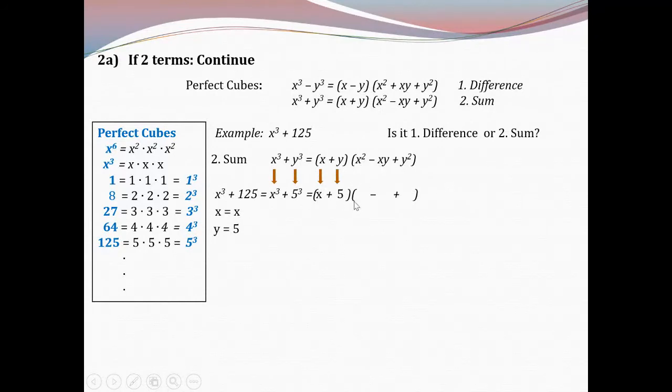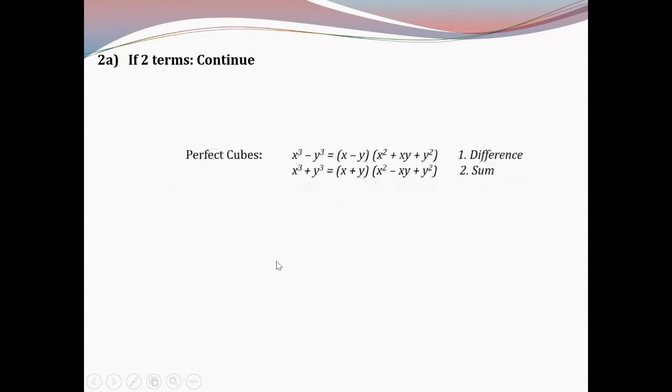What's x squared, what's x times x? It will just be x squared. What's x times y, what's x times 5? It will give us 5x. What's y squared? If y is 5, what's 5 squared? Then we simplify it. So x cubed plus 125 is the same thing as x plus 5 times x squared minus 5x plus 25. This is crucial, guys, also for 1314, and I also see it a lot in Calculus 1, and also in 1325.